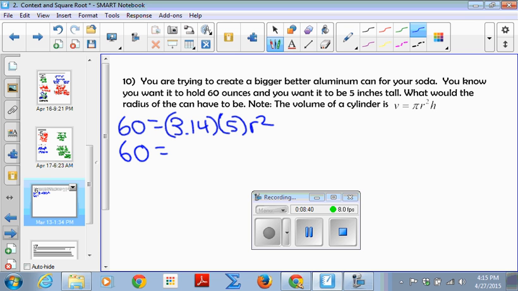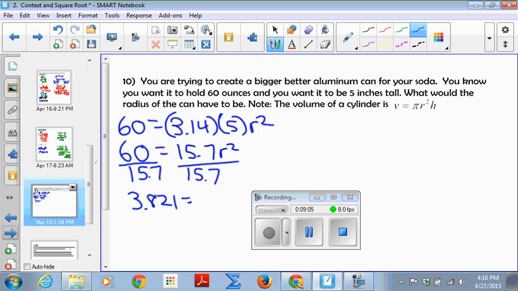So multiply 3.14 by 5 to give us 15.7 times radius squared. We divide both sides by that 15.7 to give us 3.821 to equal r squared. Okay, we go ahead and we square root both sides. So I'm going to go ahead and do that on the calculator. Now I'm going to get 1.955. And since we're dealing with volume and all positive numbers, no need for the plus minus. Keep it in context. Okay, there's your final answer.